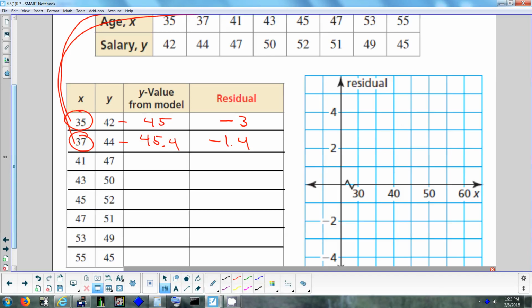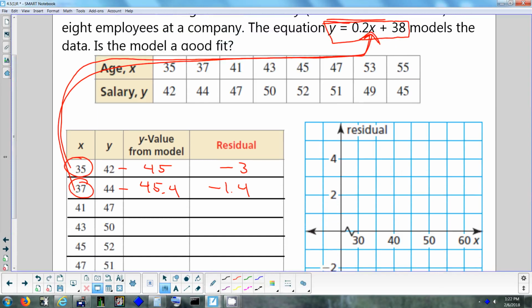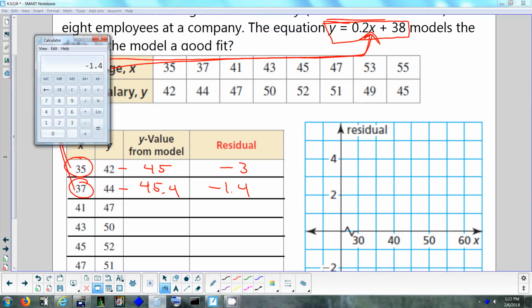Alright guys, the next one is going to be, calculator up here somewhere, there we go. Maybe not, there we go. What are we going to plug in next?